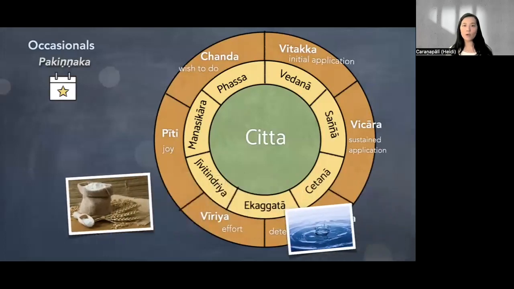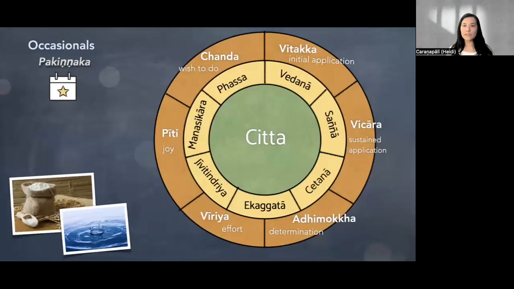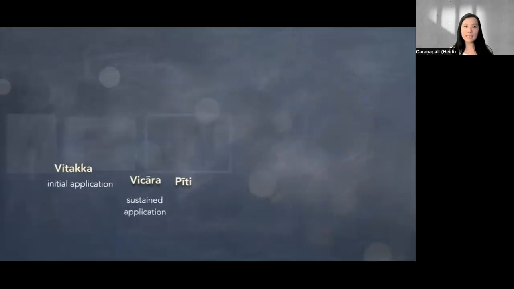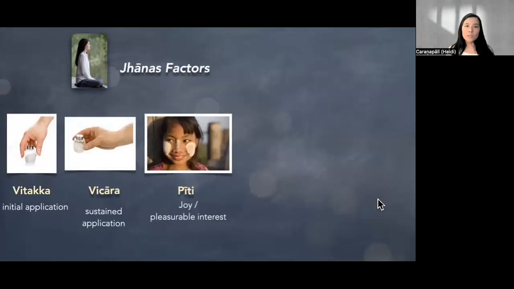So all these ones are again still ethically variable, just like flour or water. Depending on what kind of other cetasikas they associate with, then they become the type of cittas, kusala or akusala. Okay, so now Vitakka, Vicara, and Piti, these ones, actually, we have already seen them previously. Do you remember where? In the jhanas, right? So actually, Vitakka, Vicara, and Piti are some of the jhana factors. So all these three, we have already seen them.